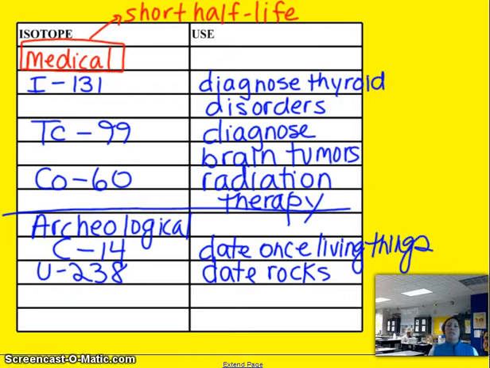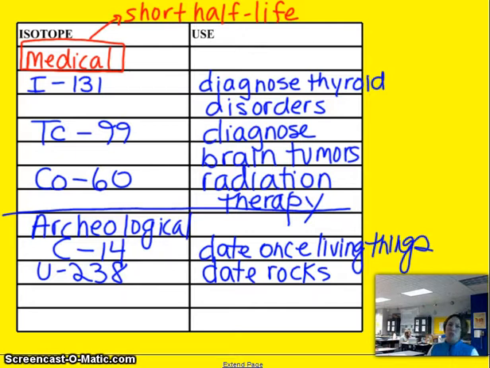So carbon-14 is for dating things that were once alive. Like, say, for example, we were in Siberia and we found the remains of a woolly mammoth. And we wanted to know how long ago it walked the earth or how long it's been dead. We could use carbon-14 to determine that.